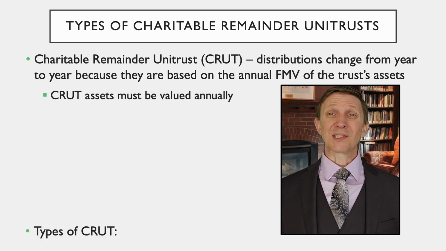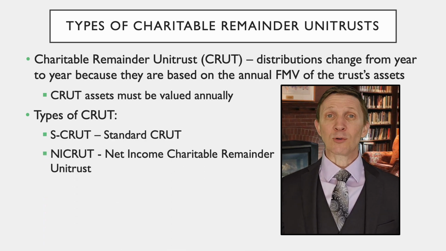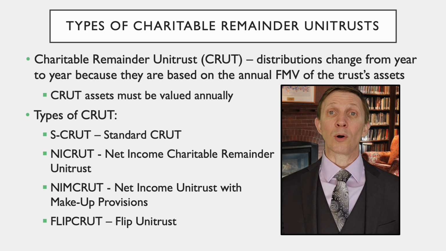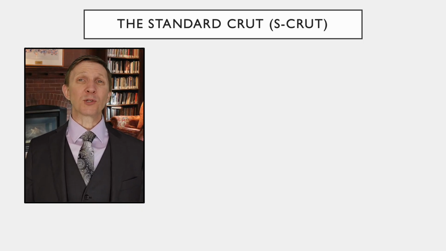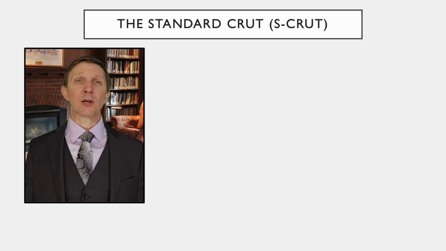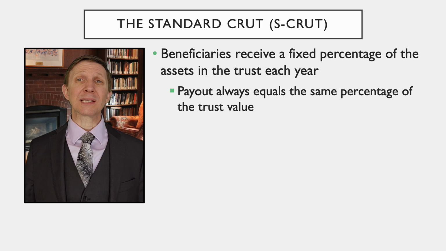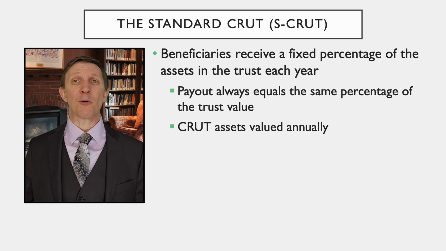The CRUT comes in several variations, including the Standard CRUT or SCRUT, the NICRUT or Net Income Charitable Remainder Unitrust, the NIMCRUT or Net Income Unitrust with Makeup Provisions, and the FLIP CRUT or FLIP Unitrust. The SCRUT works well for donors who want to receive payouts from the trust each year. The payout to the non-charitable beneficiaries of an SCRUT is always the same percentage of the trust principal. Because the value of the principal differs each year, however, the payout changes.